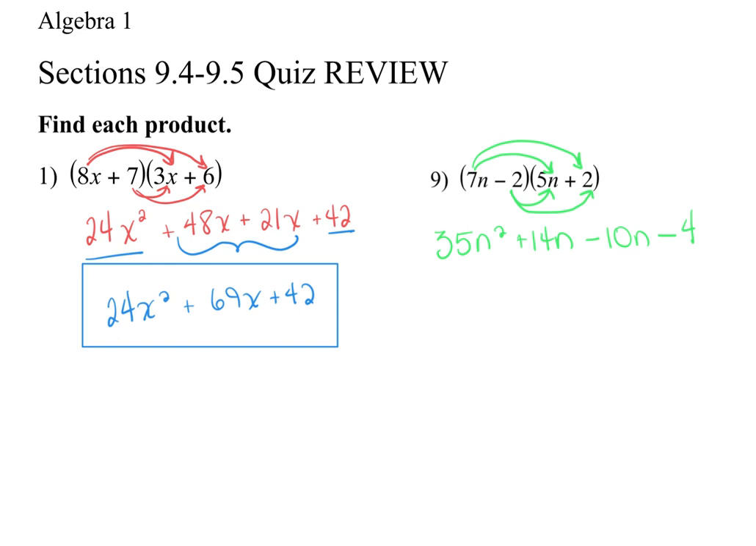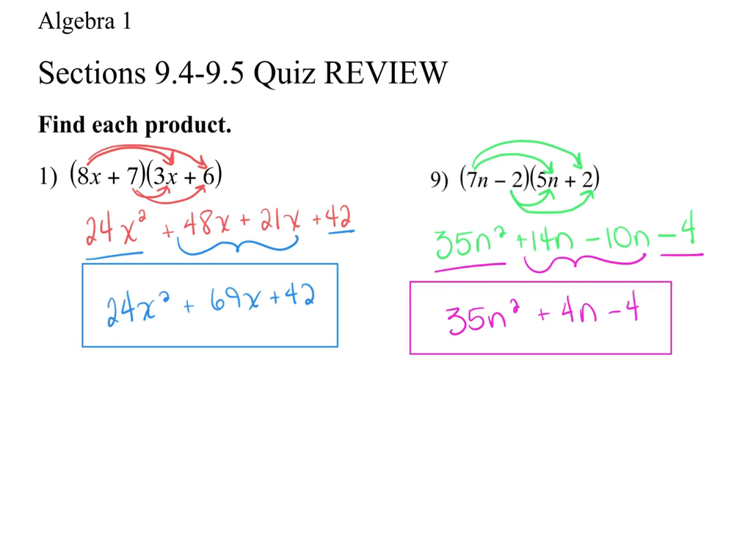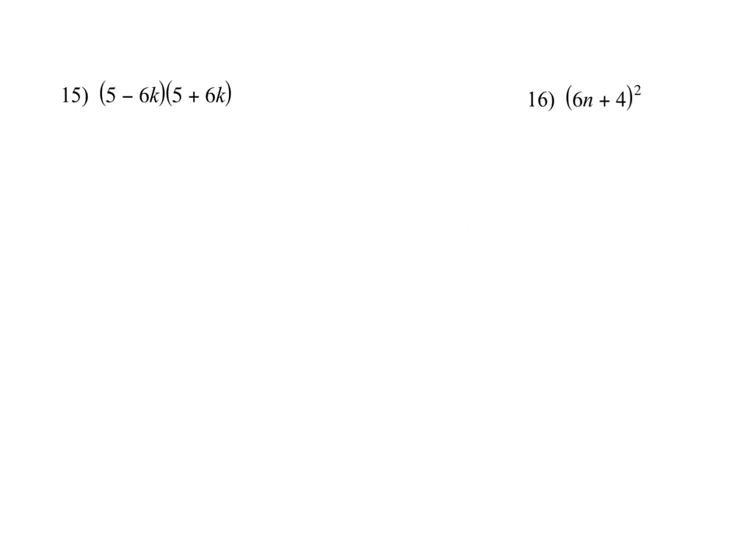And then we're going to do the same thing we just did. Standard form, 35n squared. We do have a positive 14 and a negative 10. So when we combine those two, we are going to end up with a positive 4n. And then this is a minus 4 at the end. And that is my answer. I am finished with that one. All right, so remember, we're just doing our first, our outer, our inner, and our last terms. Repeated distribution there.